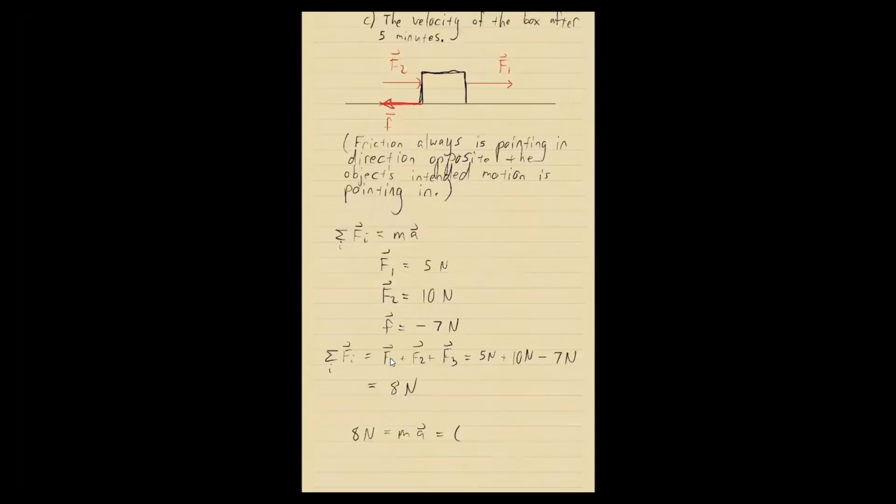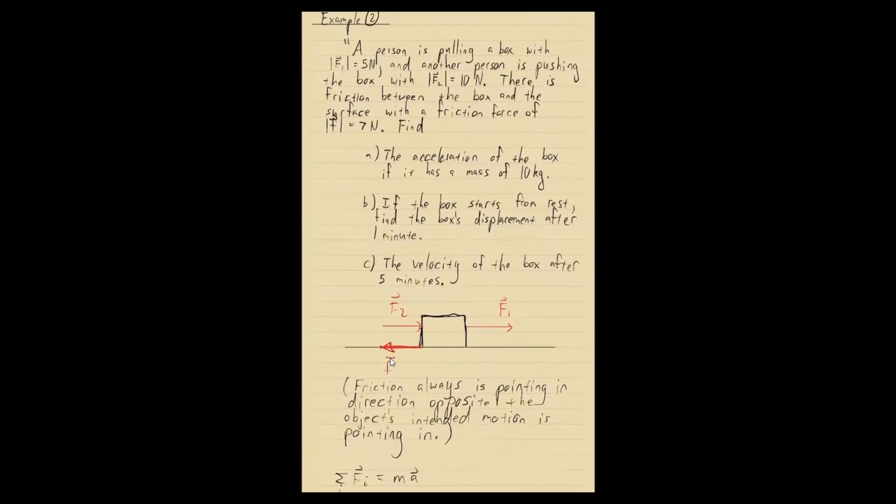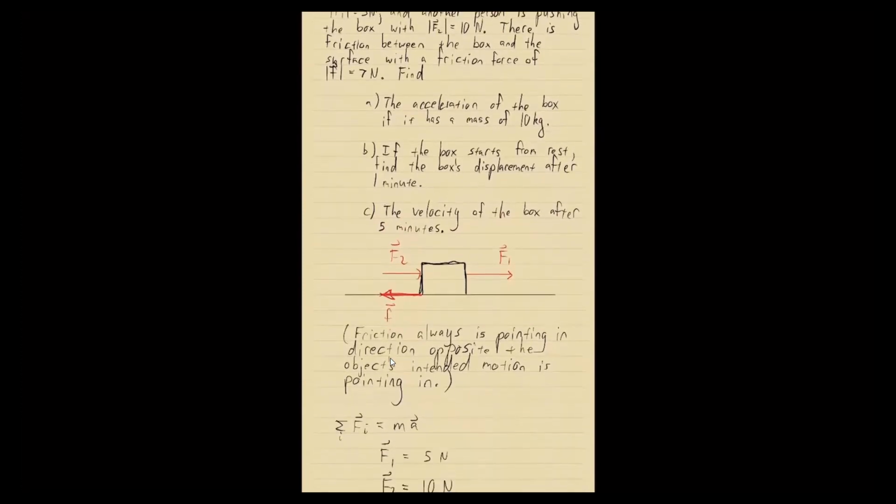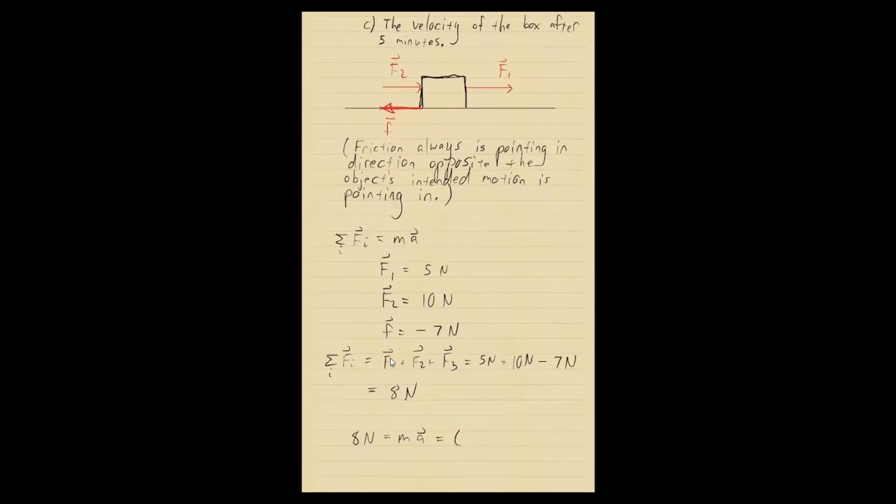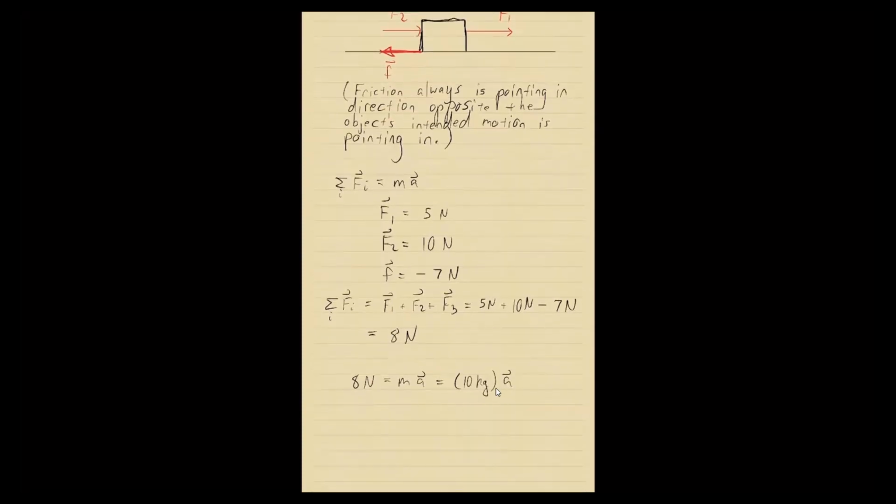So the mass of our box is, what was it, 10 kilograms? Yeah, so part A says the acceleration of the box if it has a mass of 10 kilograms. So 10 kilograms times our acceleration. So now if I divide both sides by 10 kilograms, we get an acceleration of 0.8 meters per second squared. And again, the fact that this is positive indicates that this box is accelerating to the right, which you'll notice is in the same direction that our net force is in.